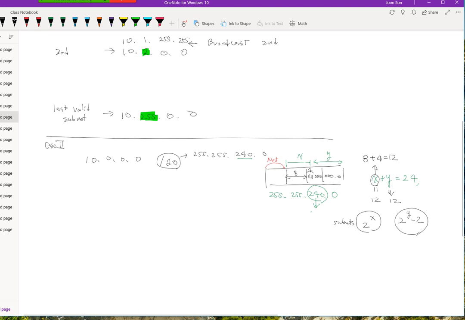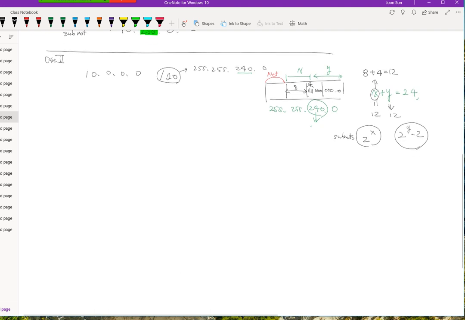Okay, so the most important question is, what is a valid subnet IP address? That's the most important question that we should answer. And then I'm going to use the green. So this is the third octet, so we have to really focus on the third octet. In case number 2, we have to focus on the third octet, because initially the subnetting is performed on the third octet.